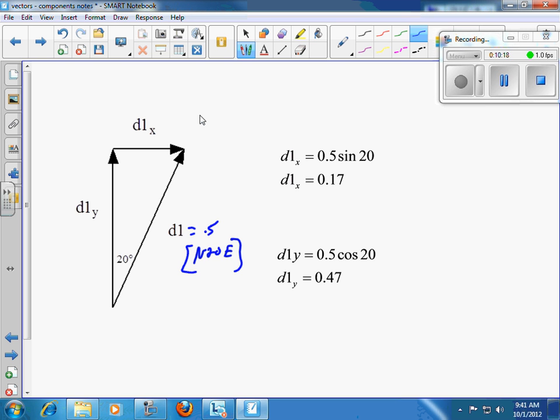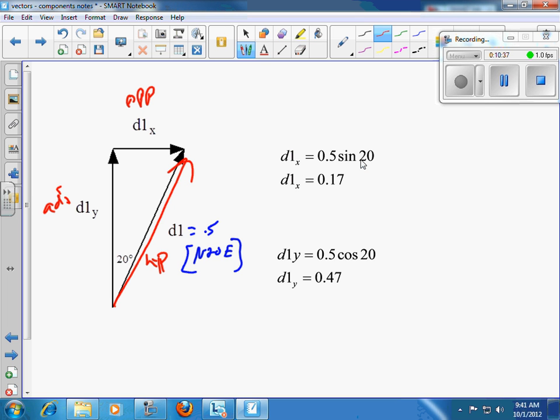Actually, tan does too, right? But which one has, we already know the hypotenuse, right? This is the hypotenuse, this is the opposite, and this one is the adjacent. So which one has opposite and hypotenuse? And as Troy has pointed out, it's the sine. So in this case, D1x is 0.5 sine 20.